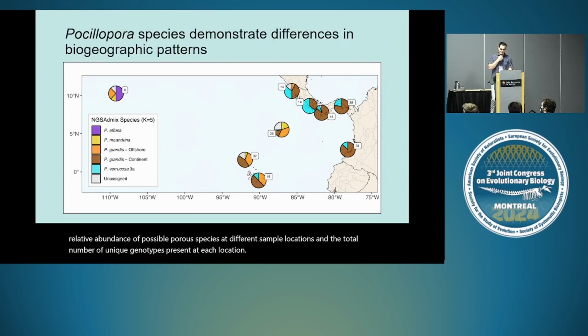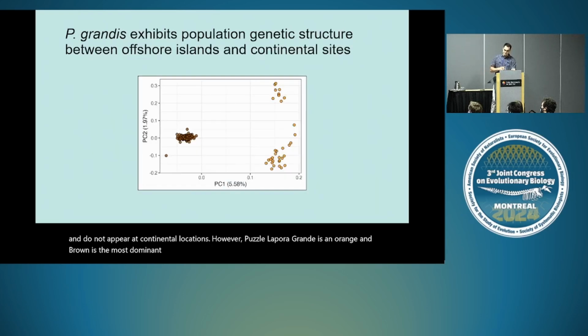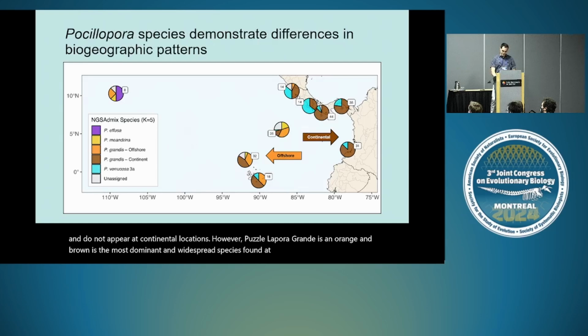So you'll notice that Pocillopora verrucosa A in turquoise is present at the continental sites, but is less abundant offshore, and effusa and meandrina are only present at the offshore islands and do not appear at continental locations. However, Pocillopora grandis in orange and brown is the most dominant and widespread species found at all sampling locations, and there is a different cluster.